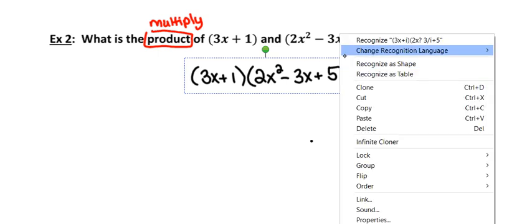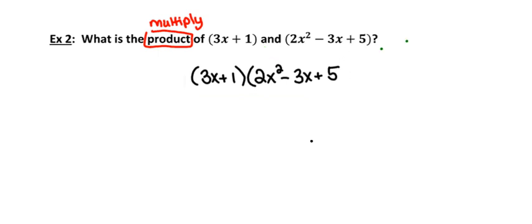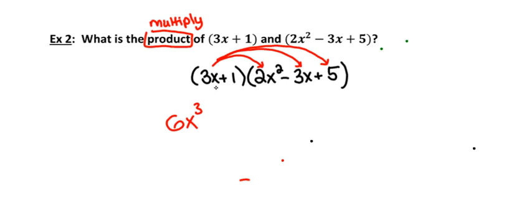The idea here is very similar to what we saw in the first example, except that there are now three terms to distribute to in the second set of parentheses. But I still need to multiply the 3x times every single one of those three terms. And this time I'm going to multiply a little bit quicker. 3x times 2x to the second gives me 6x to the third. 3x times minus 3x gives me minus 9x to the second. And 3x times positive 5 gives me positive 15x.